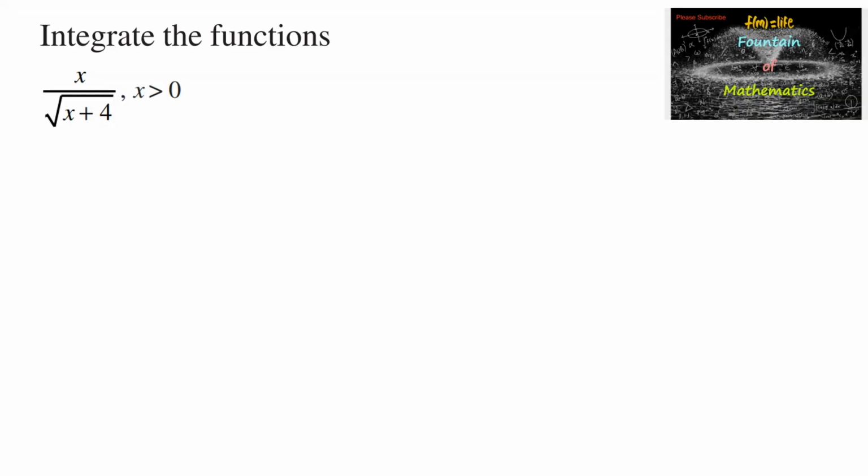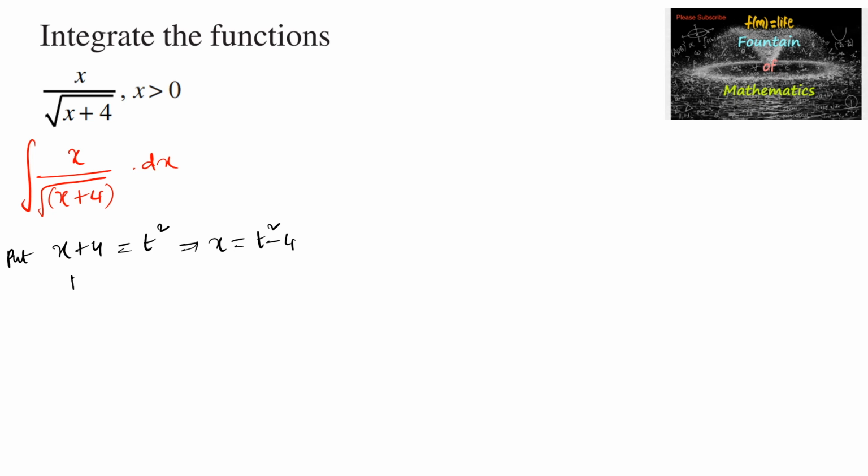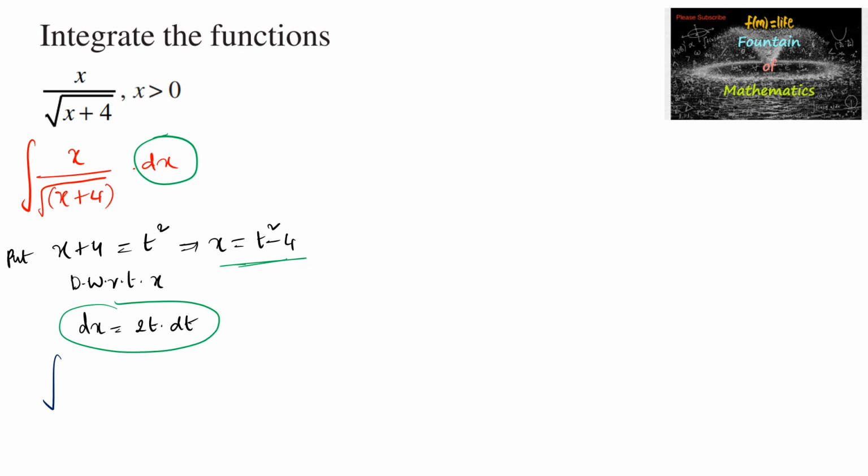Integrate the function x upon root of x plus 4, where x is positive. So we can write the integral x upon root of x plus 4 dx. So let us substitute x plus 4 is equal to t square, so that x is equal to t square minus 4, and differentiating, we have dx is equal to 2t into dt. Hence we can write here the integral: dx is 2t dt, and x is equal to t square minus 4. So we can write t square minus 4 divided by root of x plus 4, which will be t, and dx is 2t dt. So we may cancel here t and t.